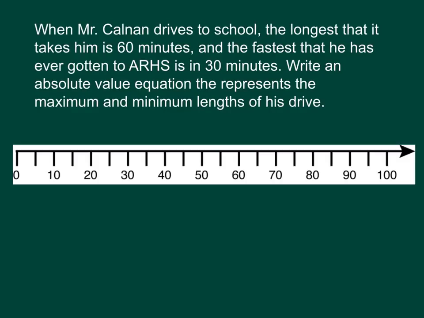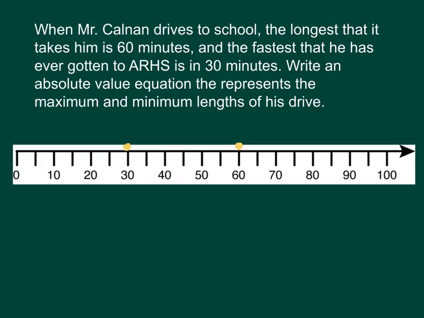And so on this, let's look at the two values we know. We know that the shortest amount of time is 30 minutes, and the largest amount of time is 60 minutes. So for absolute value equations, what we generally want to do, if we're trying to write them, is find the middle of those two points, and not think about how far they are from 0, but how far they are from each other.